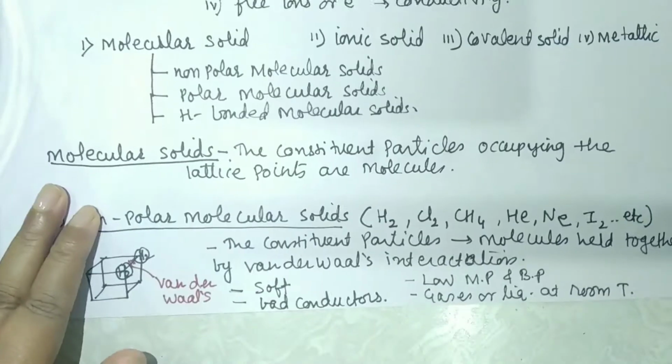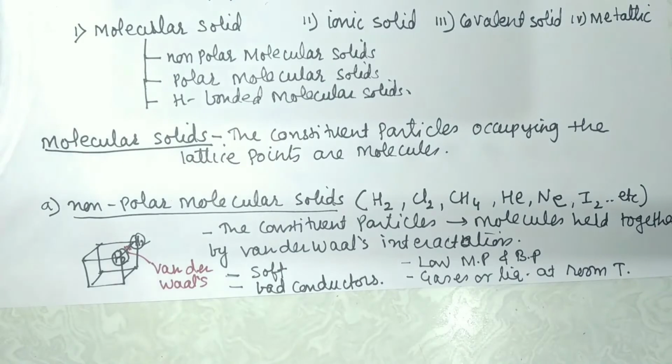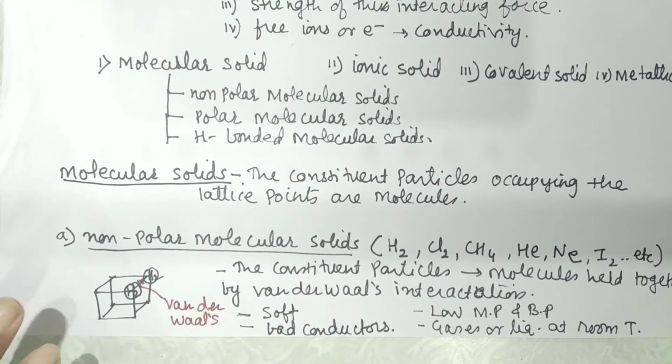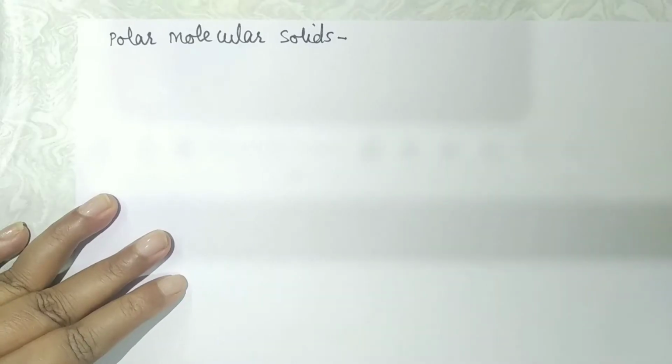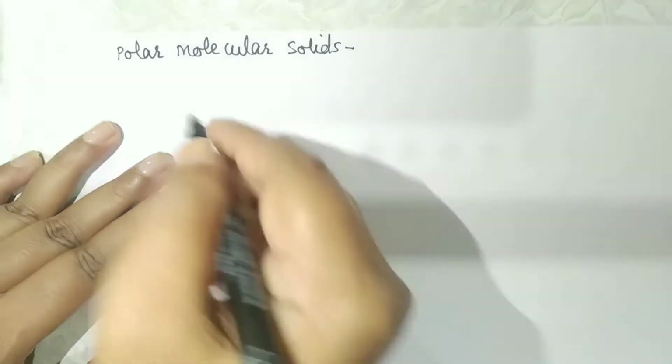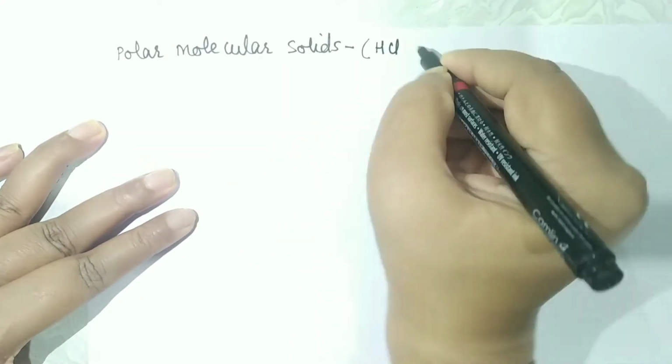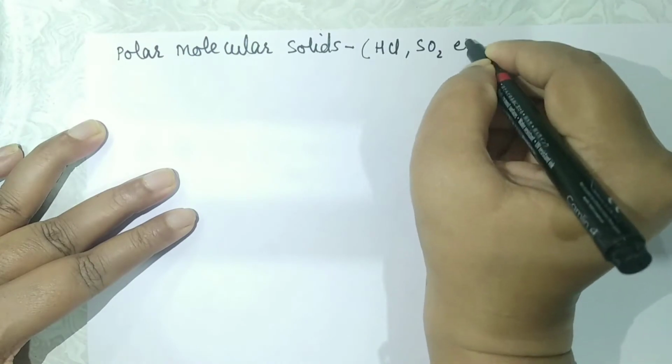Why do I say at room temperature? Because you know that the physical state can be changed by changing the pressure and temperature conditions. So this is all about the non-polar molecular solids. Now let us come to polar molecular solids. Examples here are polar molecules like HCl, SO2, etc.